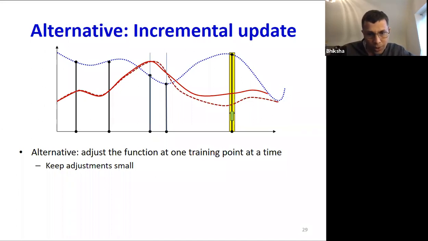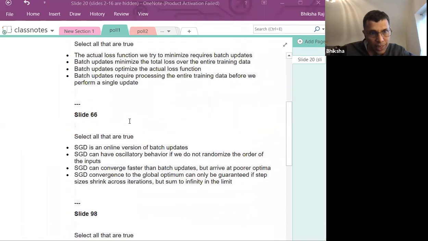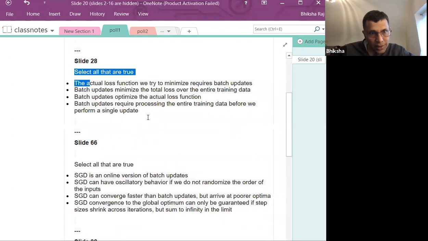There's a poll. So for those of you who can't see the poll, the second question over here, slide 28, this is the poll.